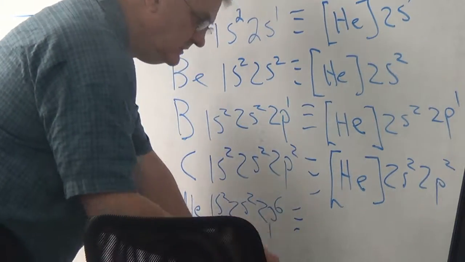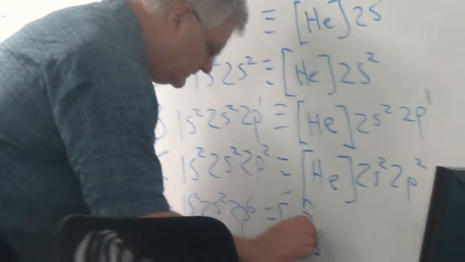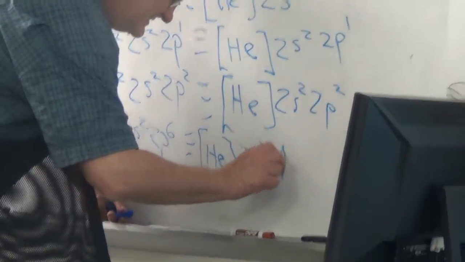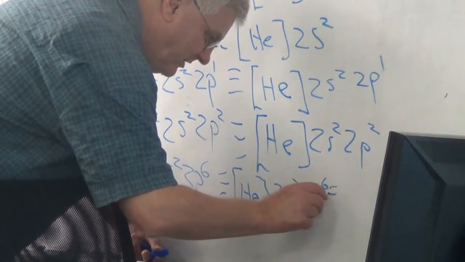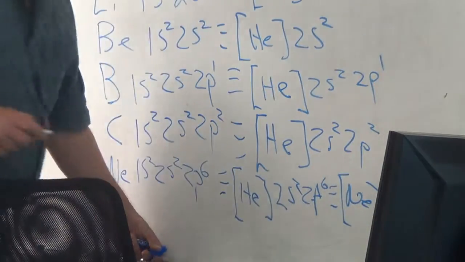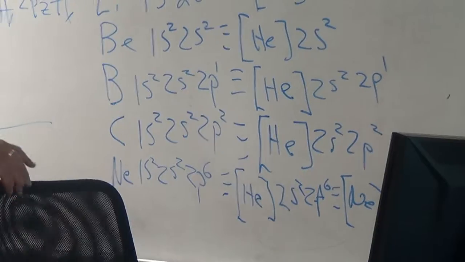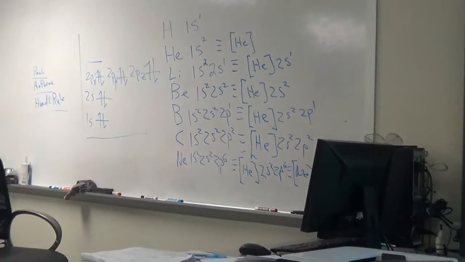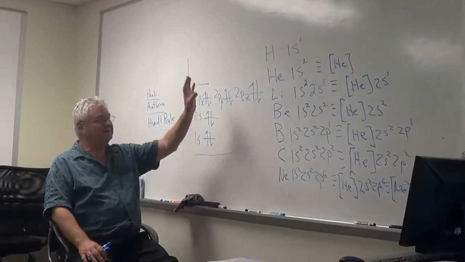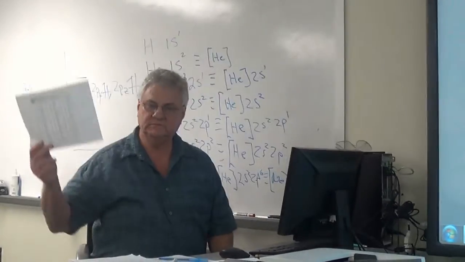Or you could have helium, 2s2, 2p6, or you could have neon. It's a noble gas. It's filled. Okay? Those are 3 different ways of writing the electron configuration for neon. Now, again, these are just some of the simple examples, and then you got more examples on this sheet.